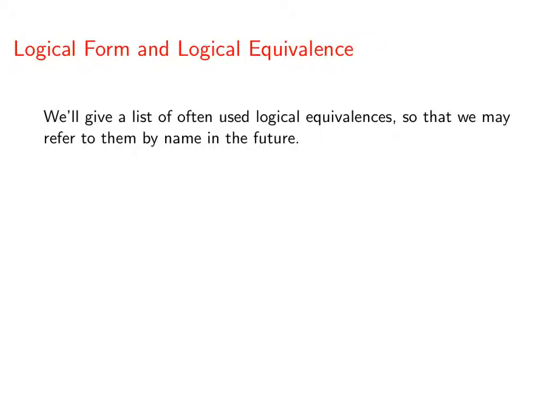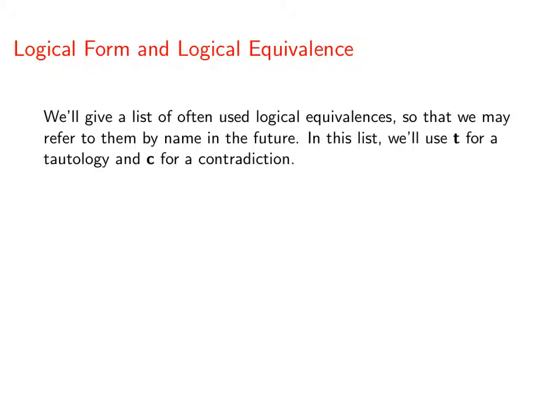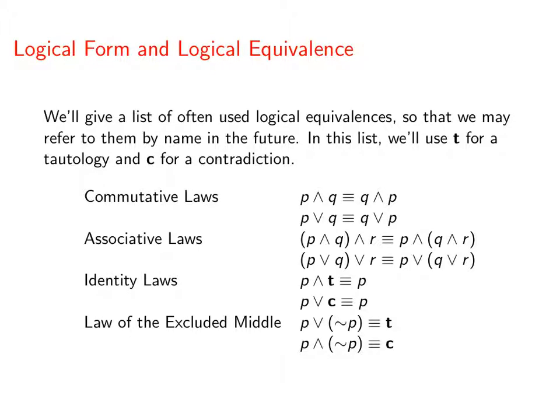Hello, discrete math fans. What I'd like to do is give you a list of often used logical equivalencies. That way we'll be able to refer to them by name in the future. In this list, we'll use a T for a tautology and C for a contradiction. Alright, so these are a whole bunch of laws that we can use. Commutative laws, associative laws, identity laws, laws of the excluded middle.